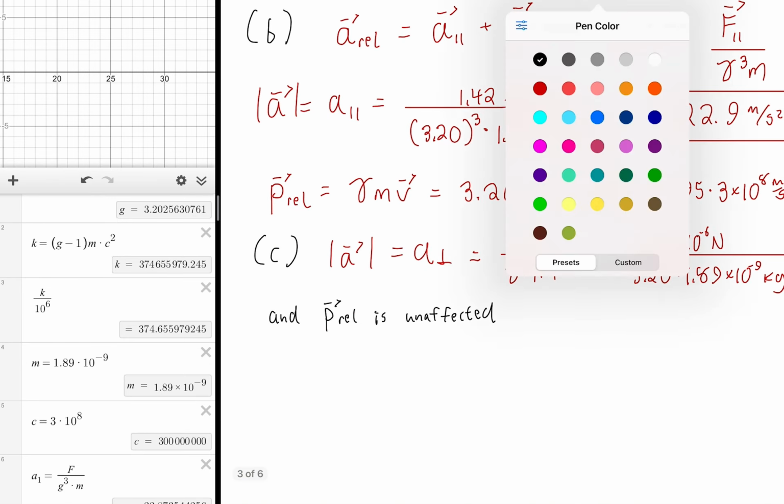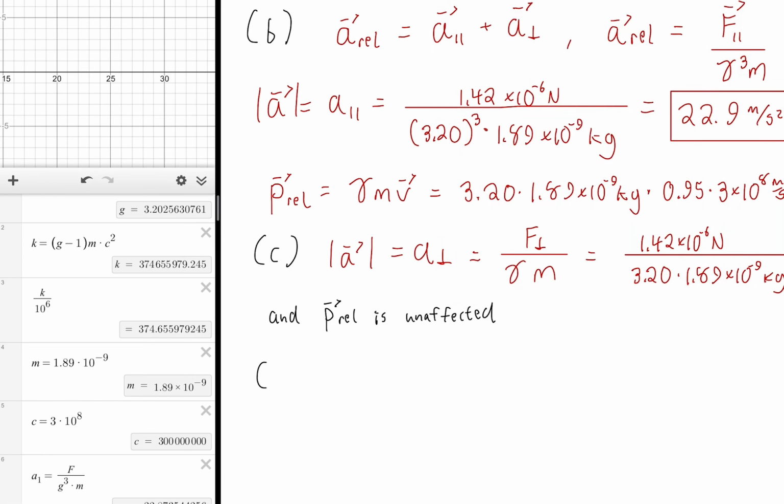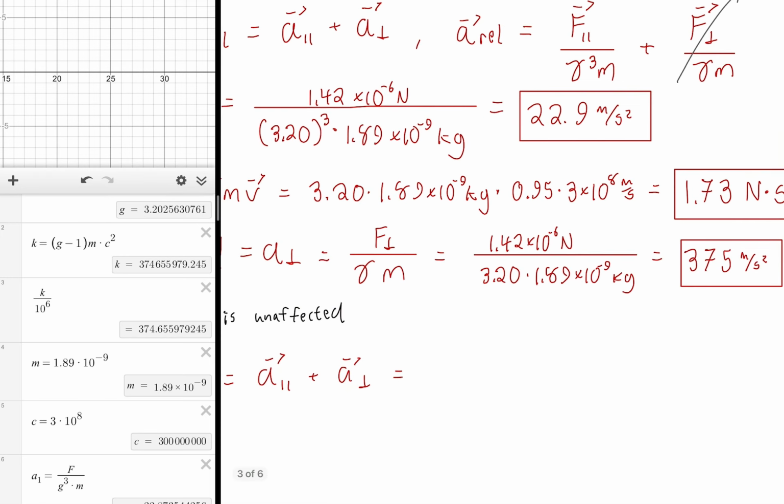Okay, so finally part D. We're going to have both components of acceleration now. So I'm going to have my parallel component and my perpendicular component. Now, one of those is going to be the parallel force. In this case, we're just going to have cosine and sine of 45 degrees. So we'll just call this one, and it'd be clear which one is which.